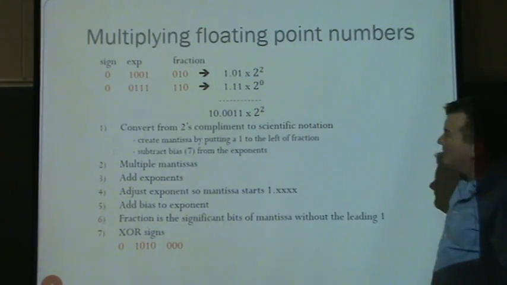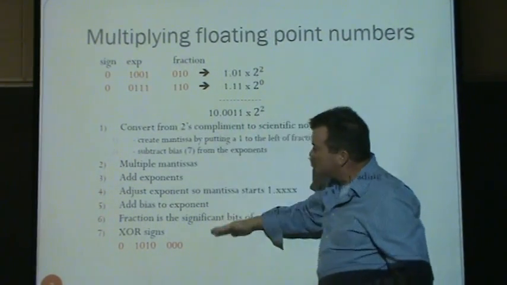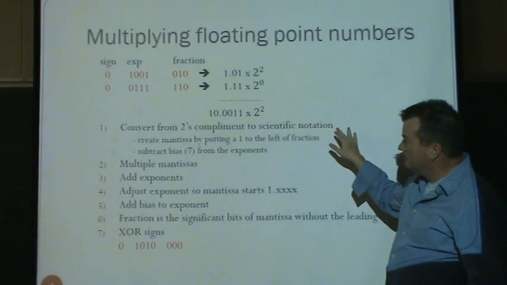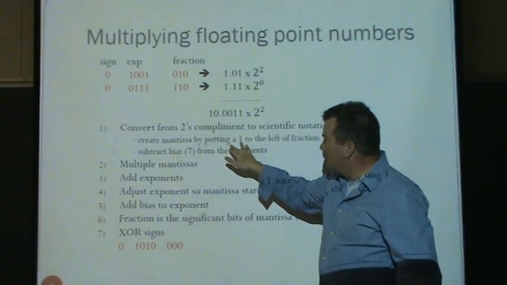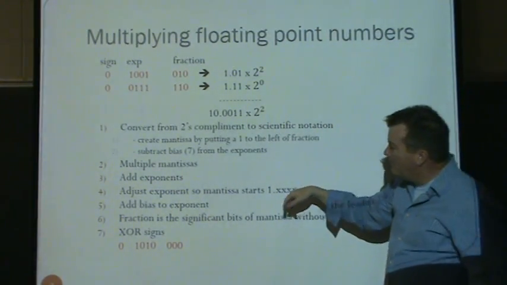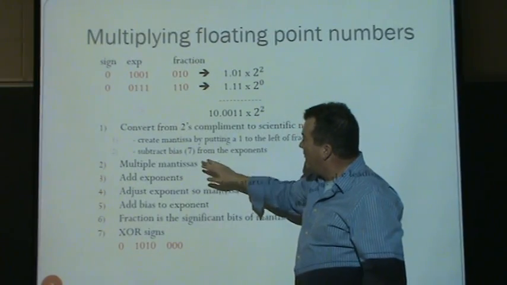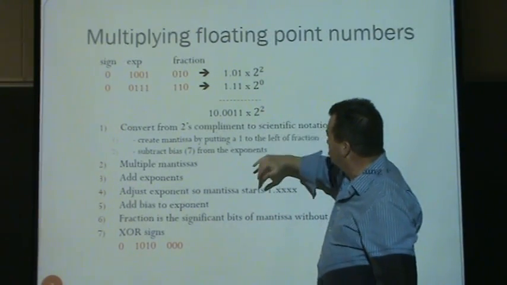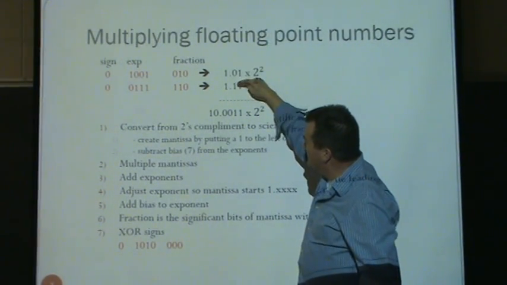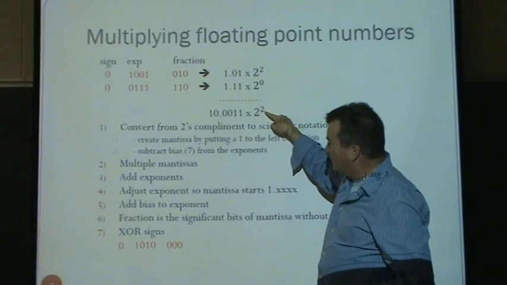So, all right, if we wanted to now multiply two floating point numbers, we have to go through these steps. We have to convert from 2's complement to scientific notation. We create the mantissa by putting a 1 in front of the fractional part, to the left of the fraction. Subtract the bias from the exponent, subtract 7 from whatever the exponent is. Then, once we have it in this scientific form, we multiply the mantissas, just like standard multiplying, to get this part. We add the exponents to get what they add up to.